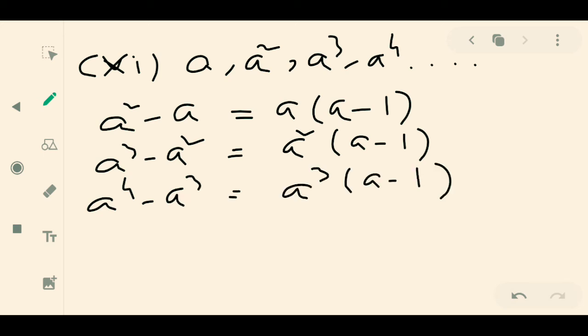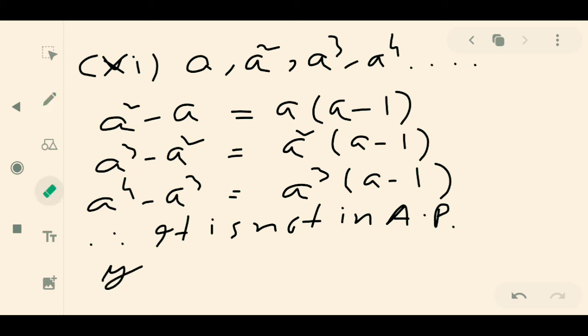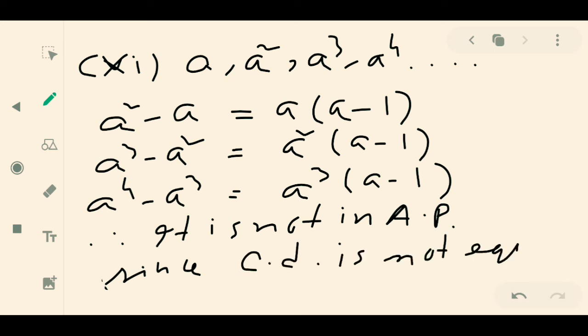So you can say CD is not the same. It is not in arithmetic progression, AP. Why? Since the common difference is not equal. Not in AP means the common difference is not equal. That is the thing.